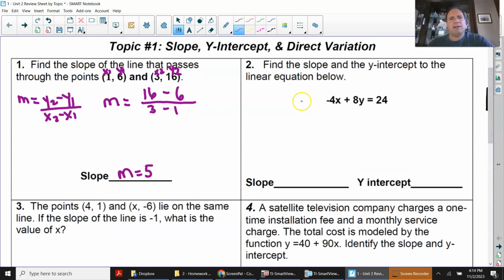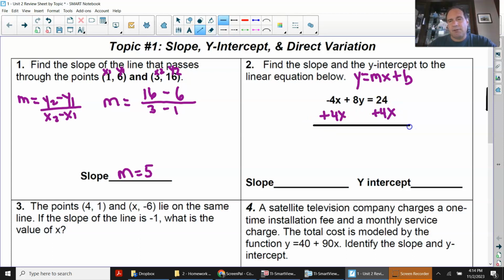Find the slope and the y-intercept of the linear equation below. Just remember, it has to be in y equals mx plus b to identify the slope and the y-intercept. So when we have negative 4x plus 8y equals 24, we do have to solve for y. The first step is to add 4x on both sides, trying to get the y alone, and you have 8y equals 4x first, and then plus 24 second.